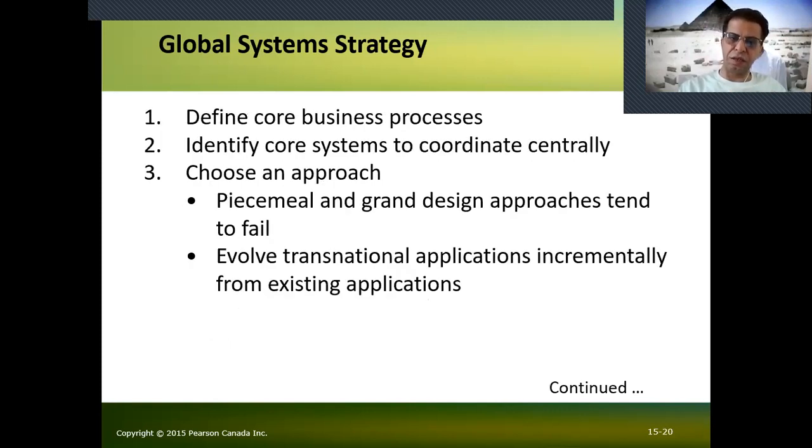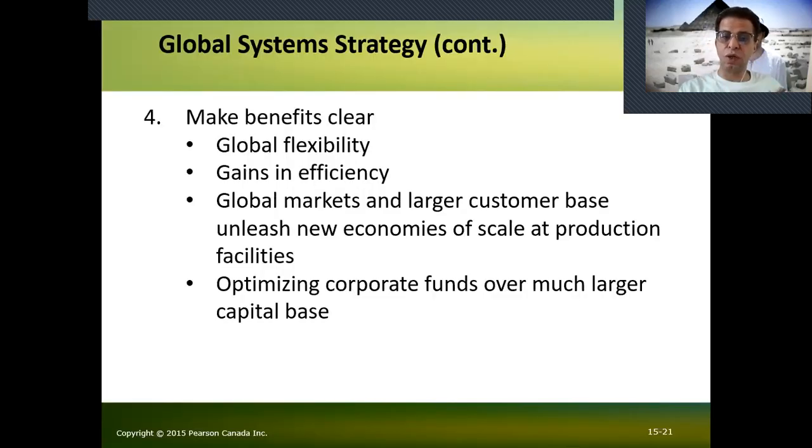In the global system strategy, first we need to define the core business processes, and identify the core system to coordinate centrally. Choose an approach, whether piecemeal or grand design, which tends to fail. So we need a step-by-step approach, evolving transactional applications incrementally from existing applications. We also want to make the benefit clear. It gives global flexibility, gains in efficiencies, a global market with a larger customer base, new economies of scale at the production facilities, and helps optimize corporate funds over a much larger capital base.